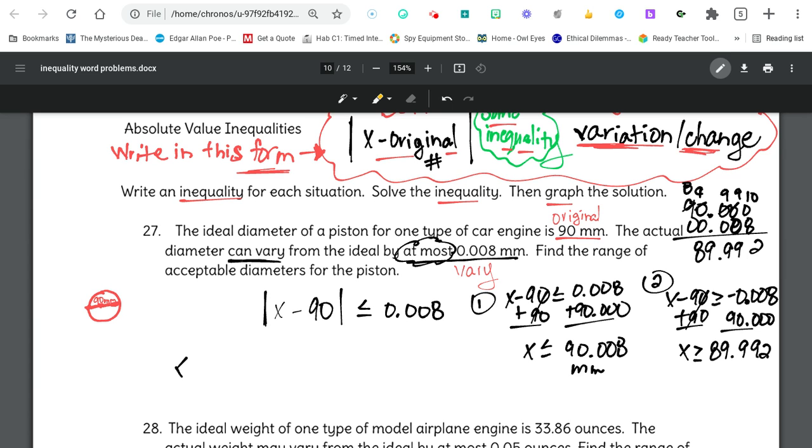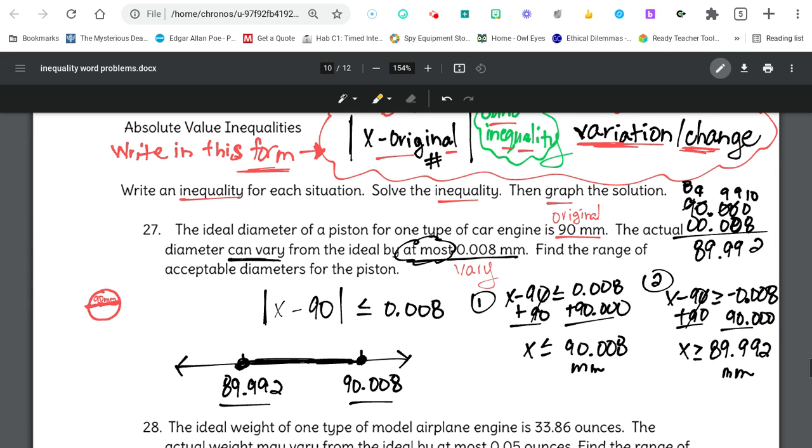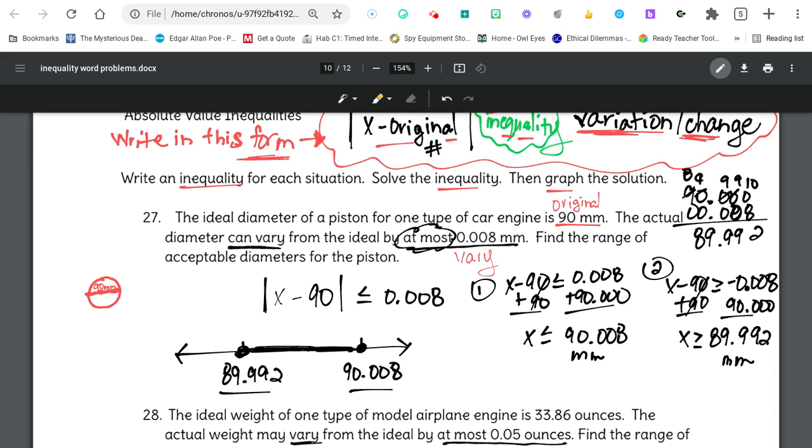And when you get to graph this thing, let's put millimeters on it. I'm going to put our units. I'm just going to put the numbers that I have. Close circle because both of them are equal. And I'm going to shade in between. So the diameter of the pistons can range from this value to that value, anywhere in between, or those actual numbers.